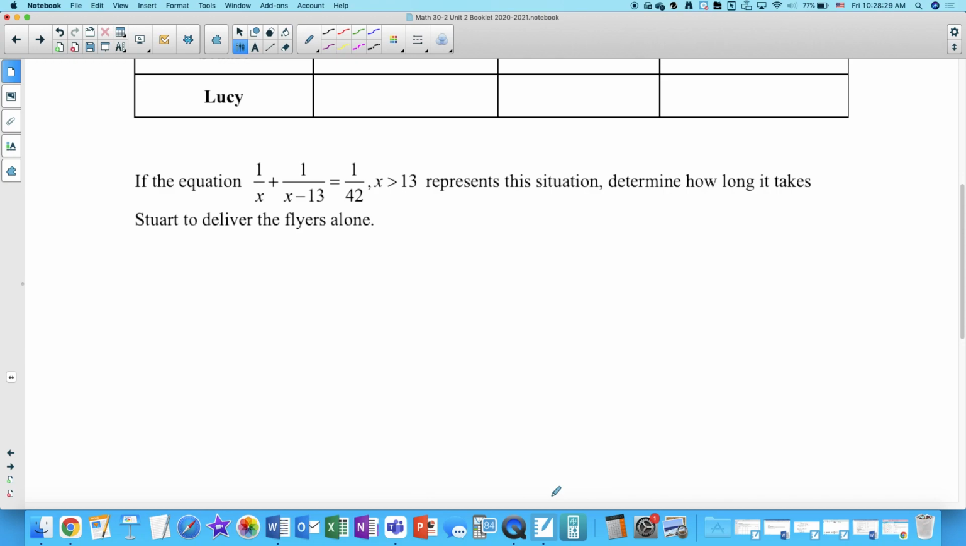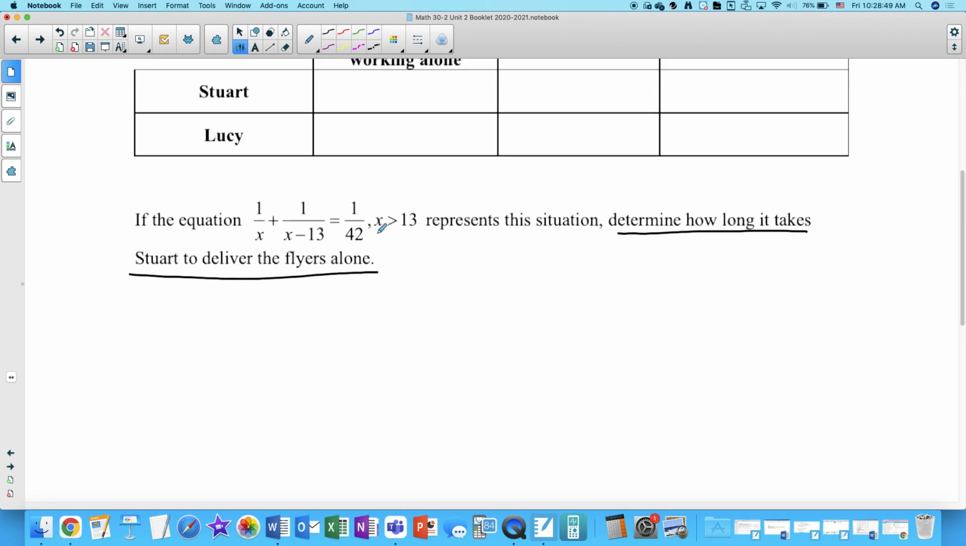When you're being asked a question, essentially you want to identify, we're going to have to introduce a variable here. We have to introduce a variable because there's something that we want to find out. Okay? So what we want to find out is how long does it take Stuart to deliver the flyers alone?